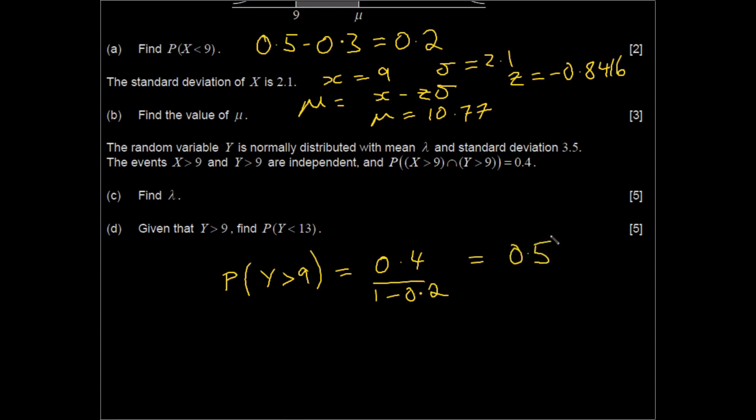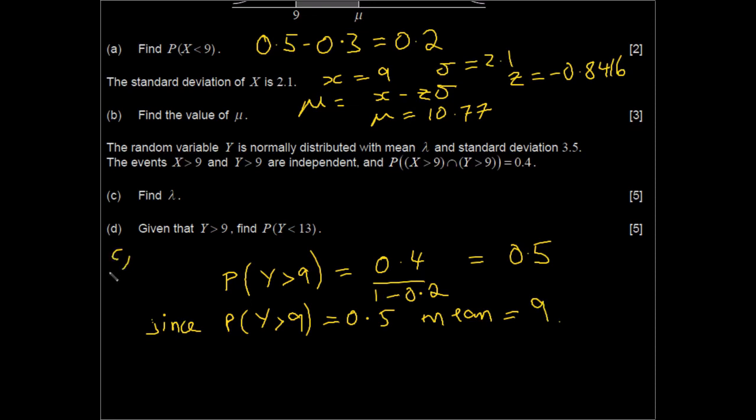So then if the probability of y being greater than 9 is 0.5, the probability of it being less than 9 would be 0.5, so that would mean that the 9 would be right in the centre, so the mean would therefore be 9. So the mean is equal to 9. Alright, so that was part C.